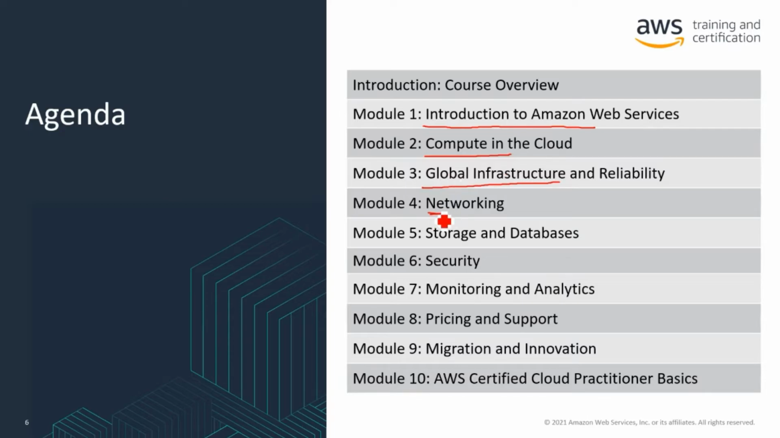Next, module number 4 is networking. If you want to build a network in the AWS cloud, what are the services provided by AWS, like VPC and its components, that we will take an overview of in this module.